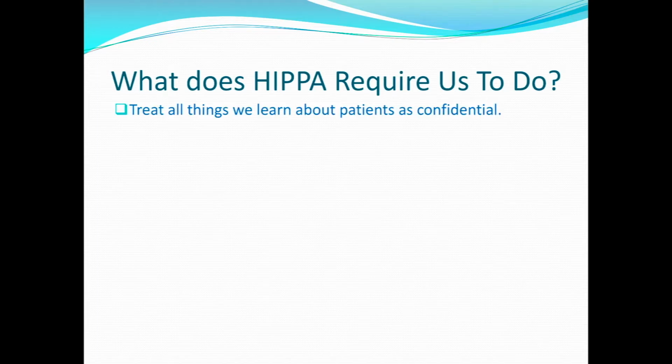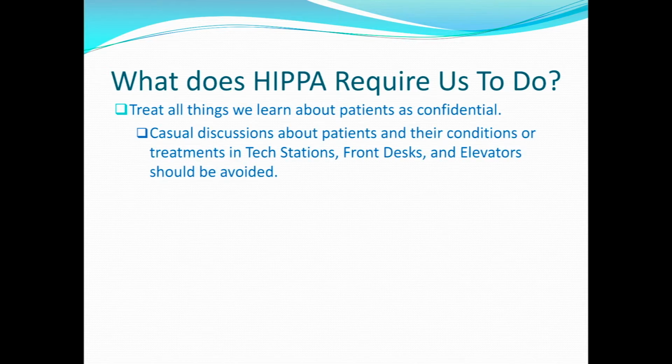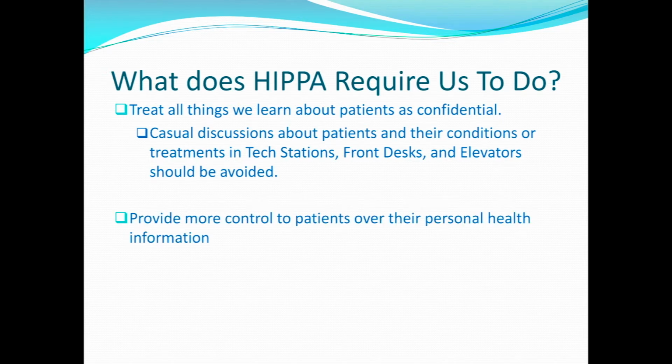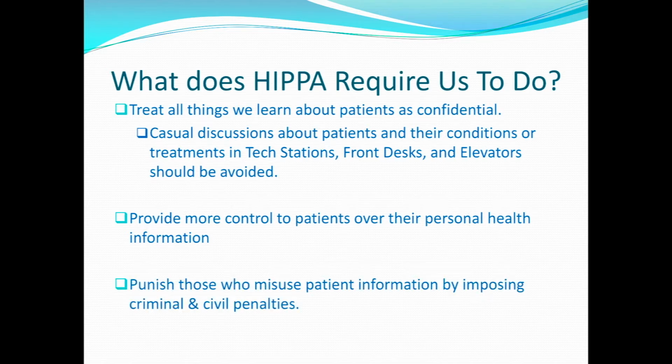What does HIPAA require us to do? Treat all things we learn about patients as confidential. Casual discussions about patients and their conditions or treatment in text stations, front desk, and elevators should be avoided. Provide more control to patients over their personal health information. Punish those who misuse patient information by imposing criminal and civil penalties.